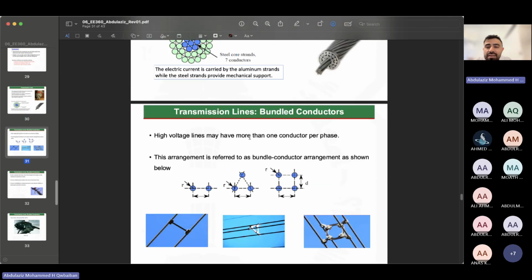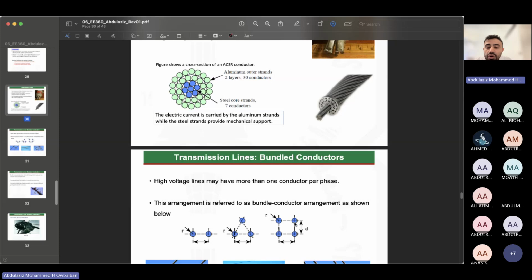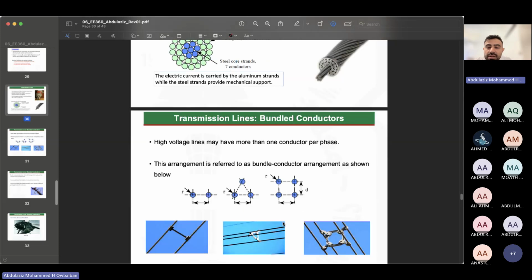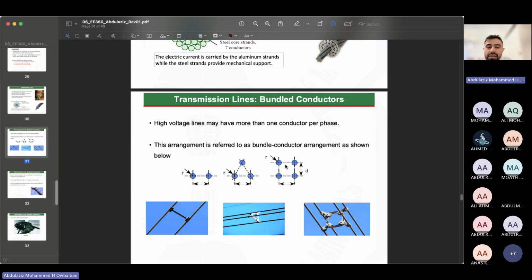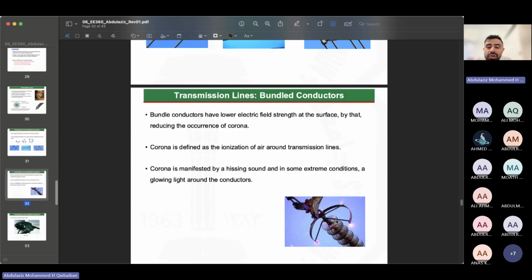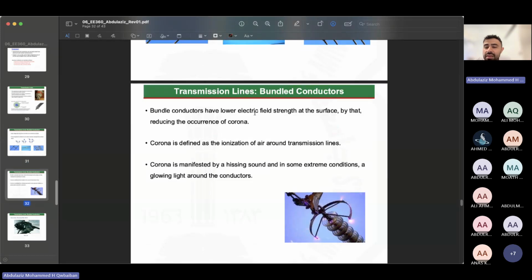Not only that, this is a conductor. You put 4 of these bundles together using spacers, and you space them equally, or in a triangle, or in a bar shape, if you have 2 or 3 or 4. Why? To reduce the electric field strength. So you reduce the corona effect. So corona is the ionization of air around the transmission line.